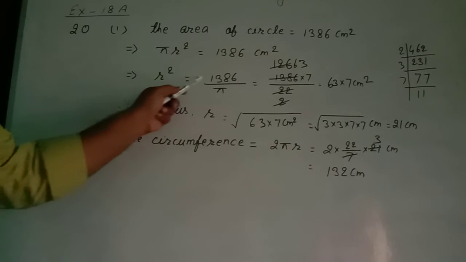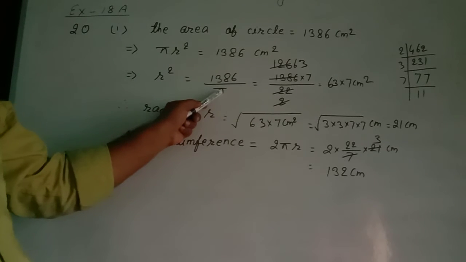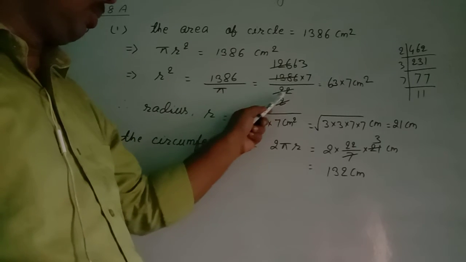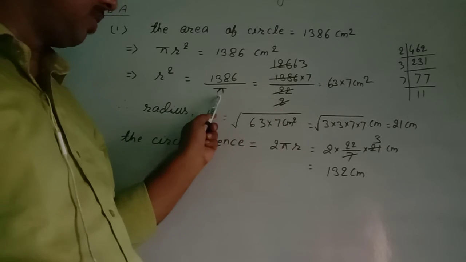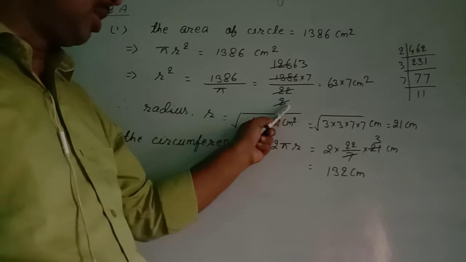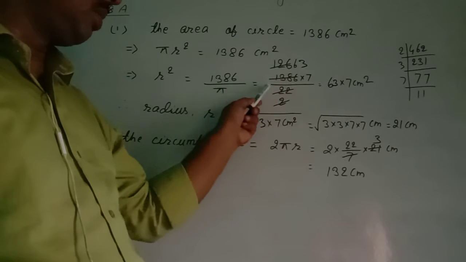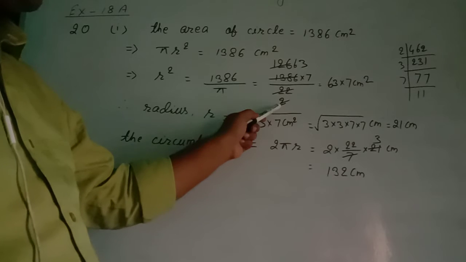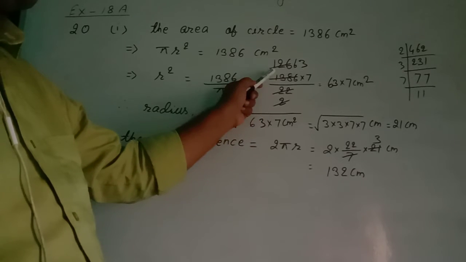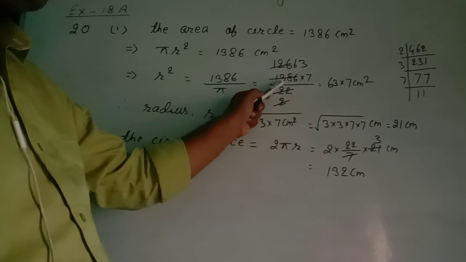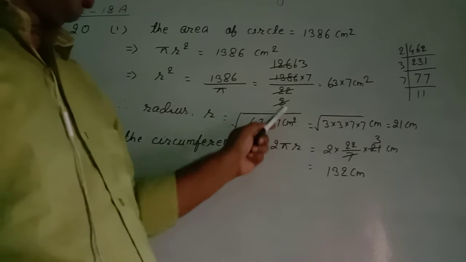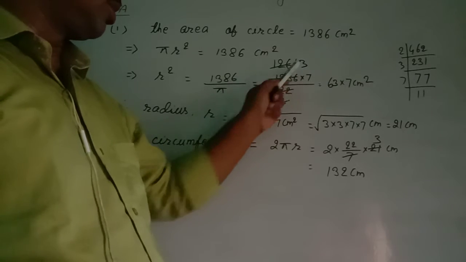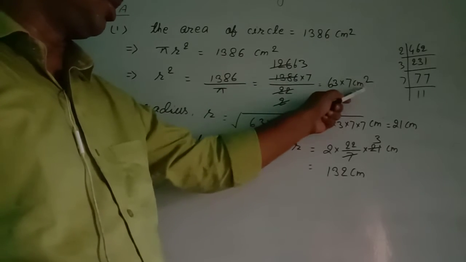Then r square equal to 1386 by pi. So 1386 by 22/7, where 22/7 is the value of pi. This 7 will go up. So this became 1386 into 7 by 22. I cancelled it by 11. 11 into 2 is 22 and 11 into 126 equal to 1386. Again this is cancelled by 2. 2 6s are 12 and 2 3s are 6. It became 63 into 7 centimeter square.